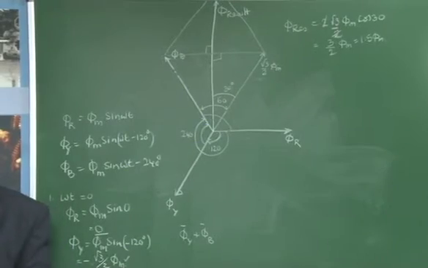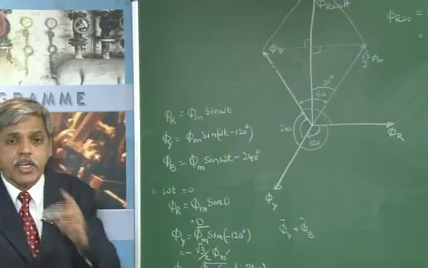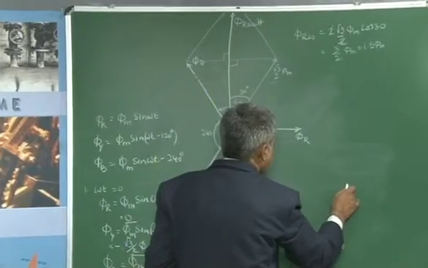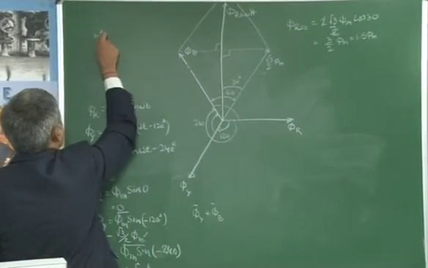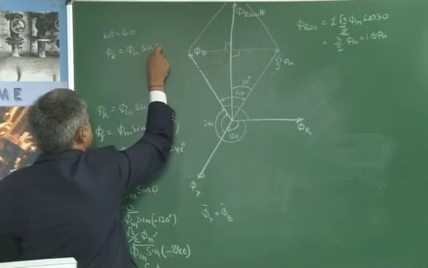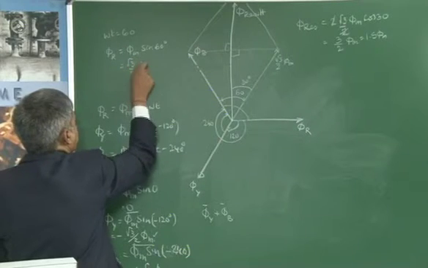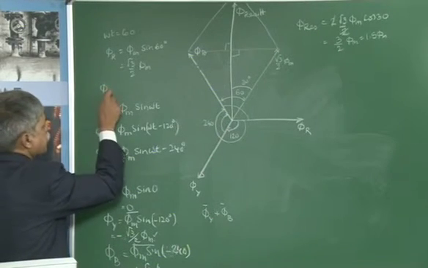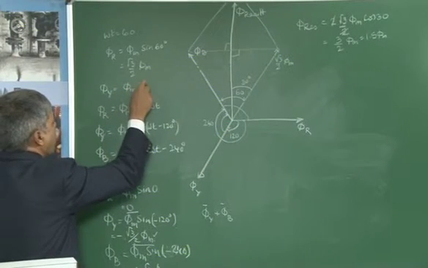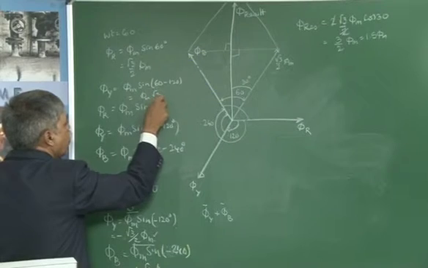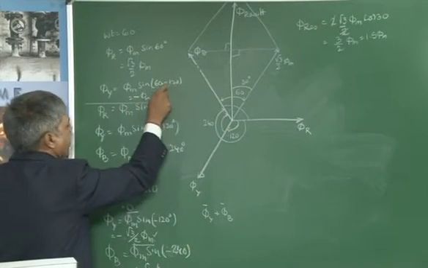So this value becomes 1.5 phi m. This calculation I have already given on the slide, so you can refer to that. For the next instant, when omega t is equal to 60 degrees, your phi r will be phi m sin 60 degrees, which comes to be root 3 by 2 phi m, and phi y is phi m sin of 60 minus 120. So this is again phi m into root 3 by 2, but negative, because I have a negative angle there.